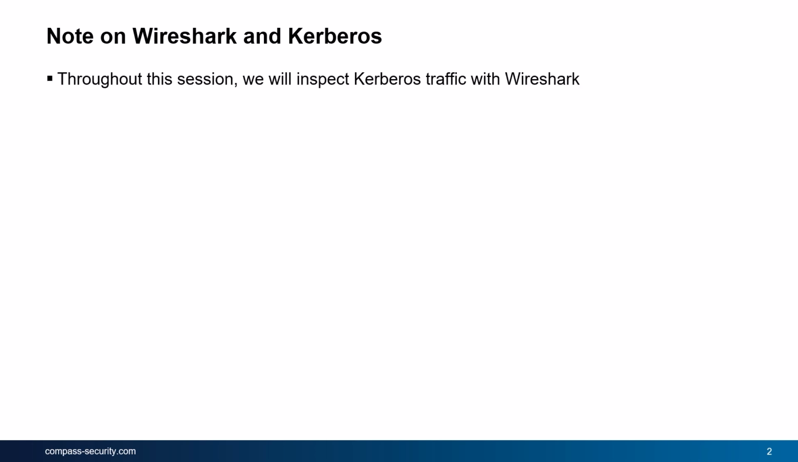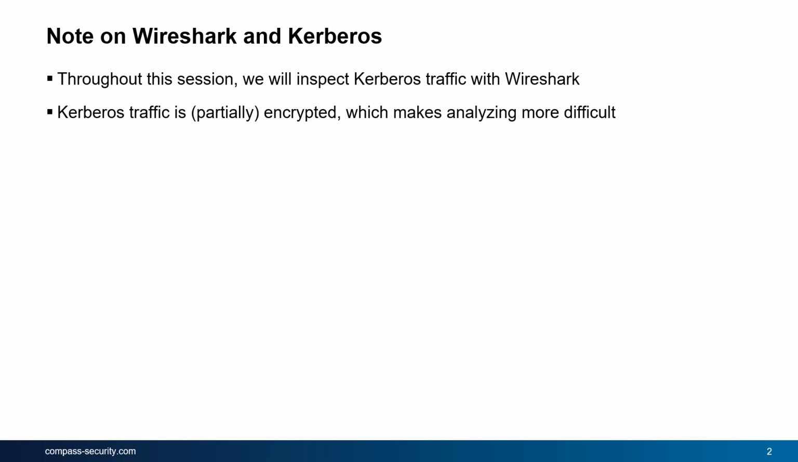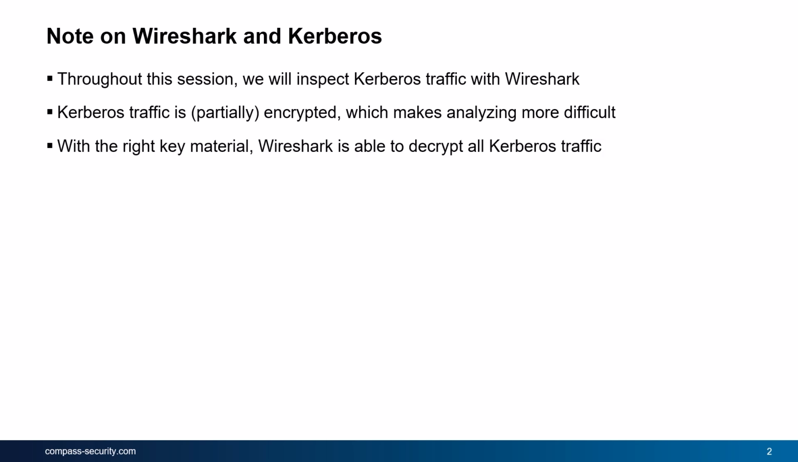Before we dive into the actual topic, a quick note on the use of Wireshark in this video series. Throughout this session, we will be using Wireshark to inspect Kerberos traffic. As we have learned before, Kerberos traffic is at least partially encrypted, and that makes it more difficult to analyze, specifically all the minute details. For that purpose, we have configured Wireshark with the key material of the whole domain, so of all user accounts within our domain. So we will be able to look at each and every part of the Kerberos messages.